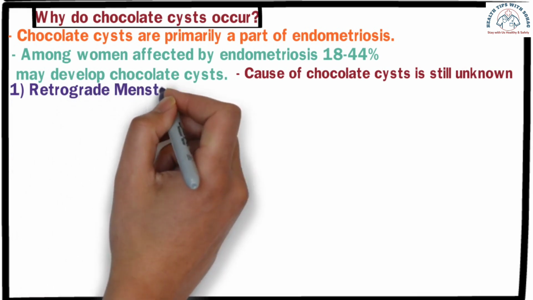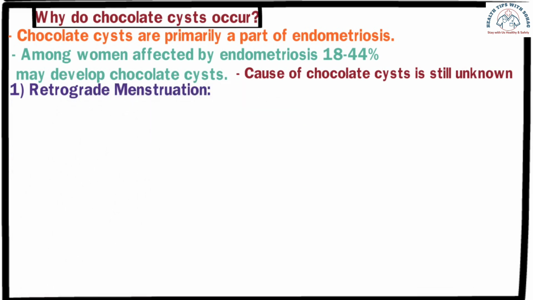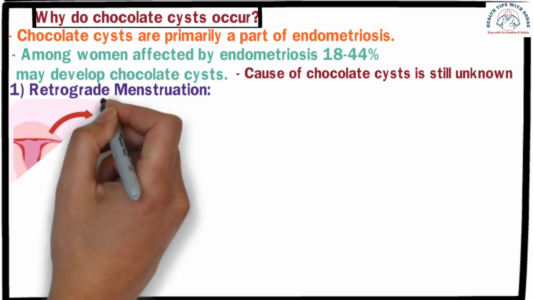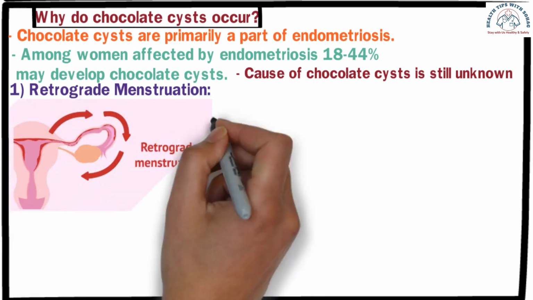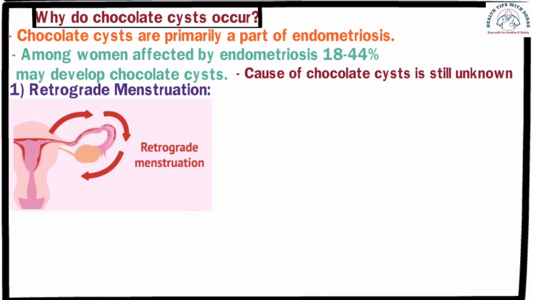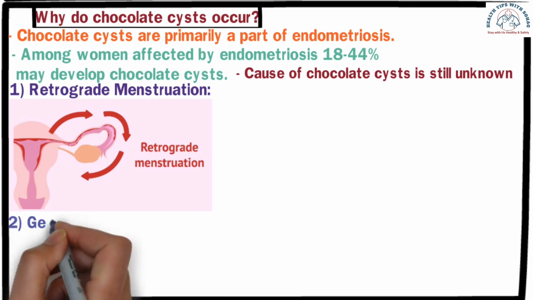Number 1, retrograde menstruation. Normally, menstrual blood flows out of the body through the vagina. However, if the menstrual blood flows backward into the ovaries or other areas, it is termed retrograde menstruation. Simply put, the menstrual blood goes in the opposite direction.